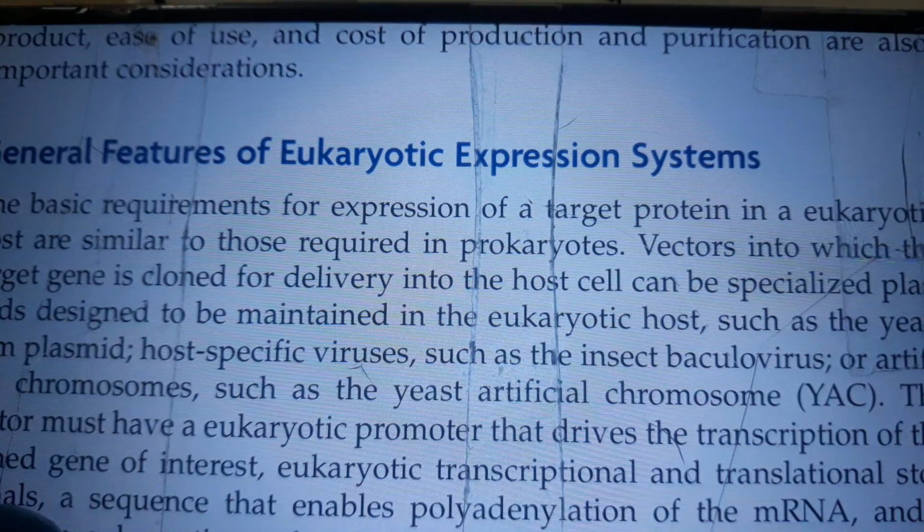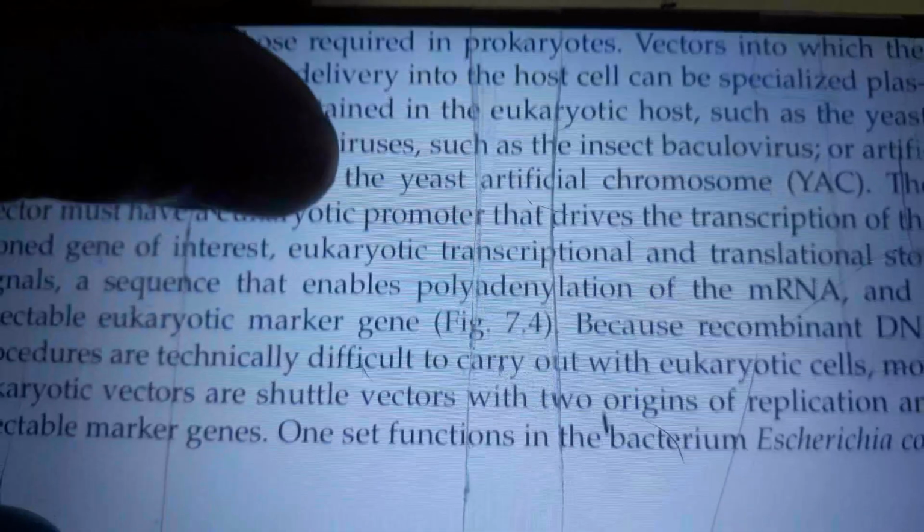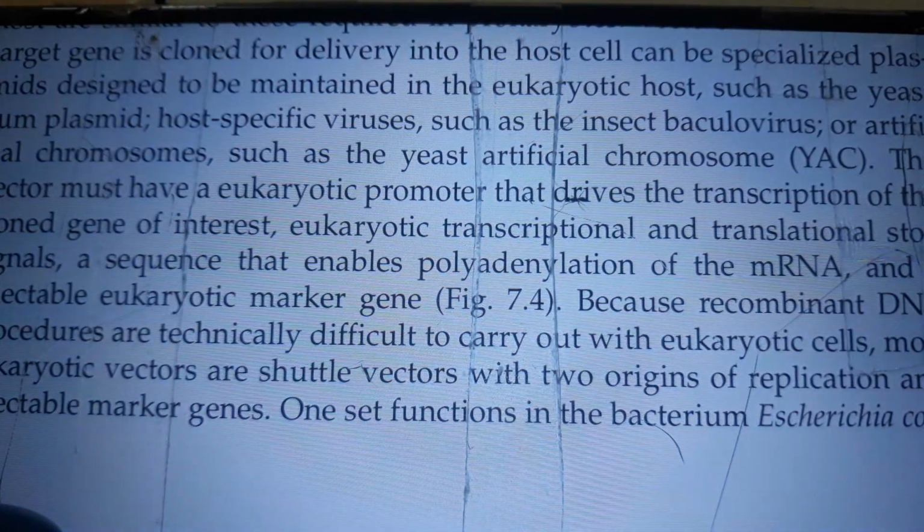General features of eukaryotic expression systems. The basic requirements for expression of a target protein in a eukaryotic host are similar to those required in prokaryotes. Vectors into which the target gene is cloned for delivery into the host cell can be specialized: plasmids designed to be maintained in the eukaryotic host, such as the yeast 2 micron plasmid, host-specific viruses, such as the insect baculovirus, or artificial chromosomes, such as the yeast artificial chromosome, YAC.